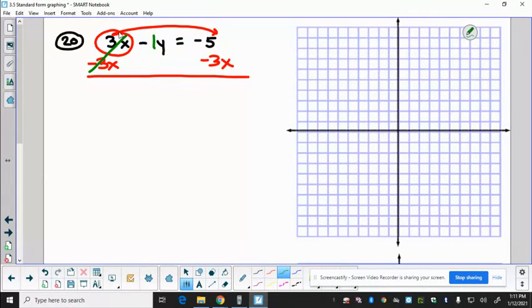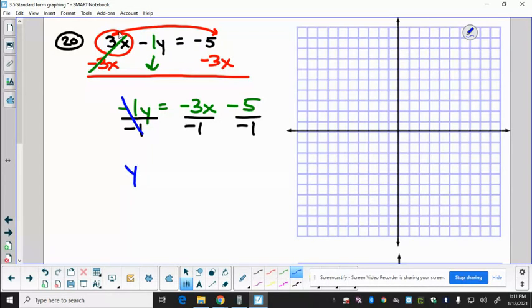The reason why I did that is I can see I've got to divide by -1. Otherwise, I may forget about that. That would be a big mistake. Let's see what this answer is. Those cancel. So you have y equals, both of these negatives will become a positive, and 3 divided by 1 is 3. So that's just 3x. Here, both of those negatives become a positive. 5 divided by 1 is 5.